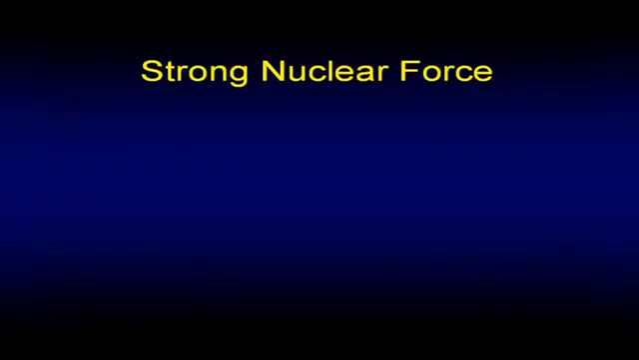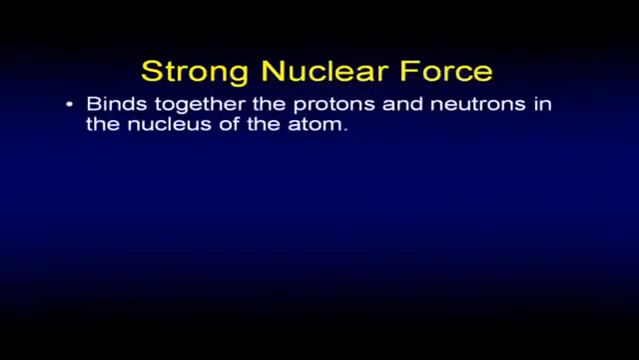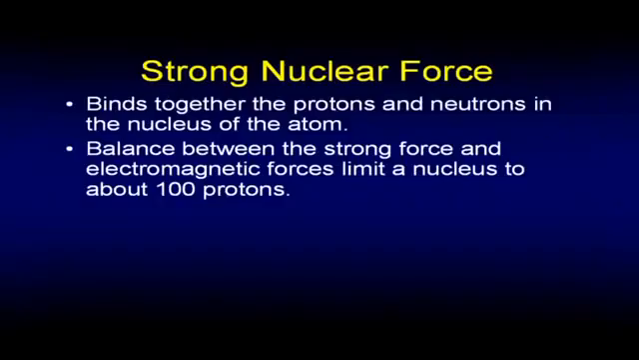And there are 2 nuclear forces. The strong nuclear force, what binds the protons and the neutrons in the nucleus of the atom. Positive and negative things tend to repel, but the strong nuclear force is what binds the nucleus together. The balance between the strong force and the electromagnetic force limit the nucleus to about 100 protons. That's why your periodic table is that big. It isn't bigger. Okay? That's because of the ratio between those 2.